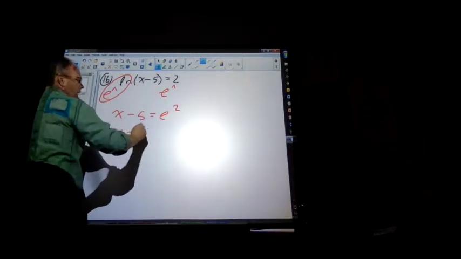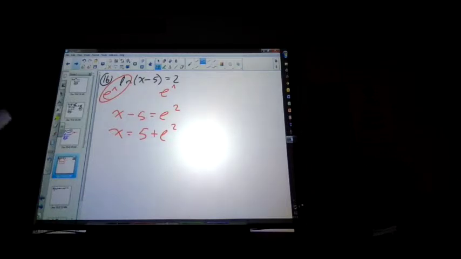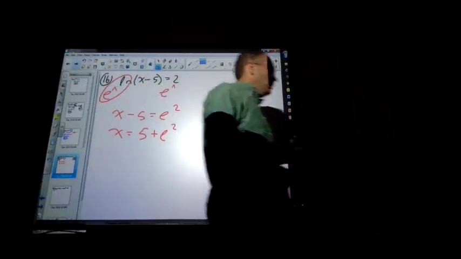So then I'm going to add 5. So x equals 5 plus e to the 2nd. This would be one you'd probably plug into your calculator and be able to get an answer out. If this was on the non-calculator portion, this would mean that answer is totally fine because I'm not expecting you to know what e squared is.